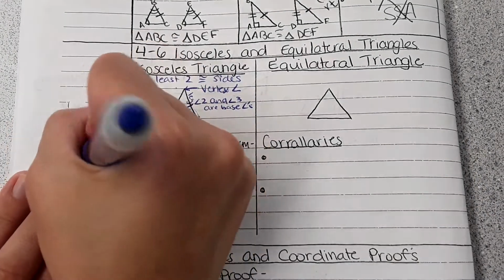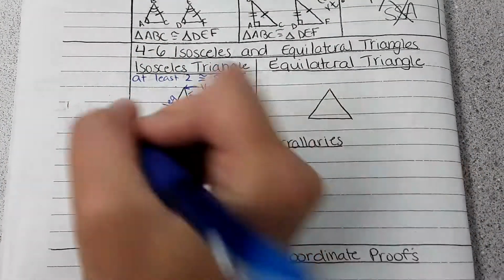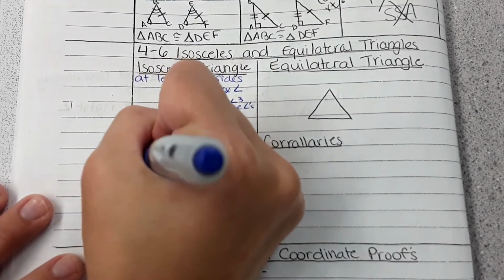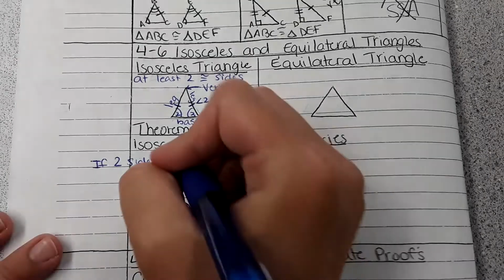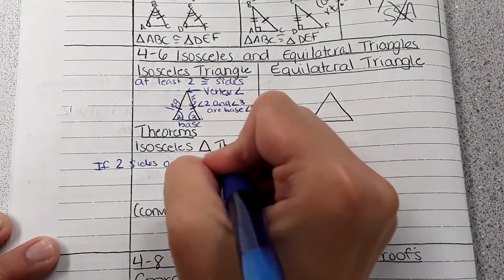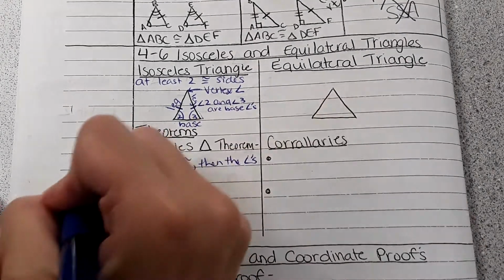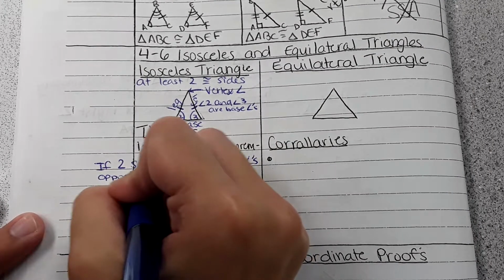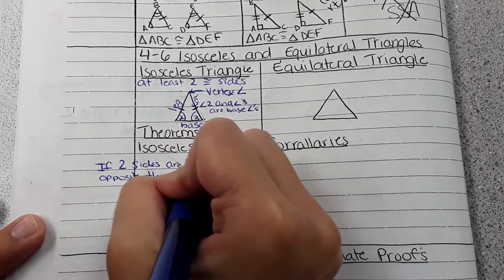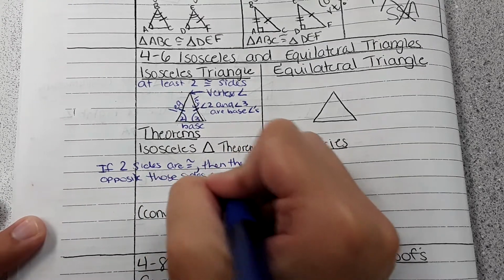So as a definition, if two sides are congruent, then the angles opposite those sides are congruent.